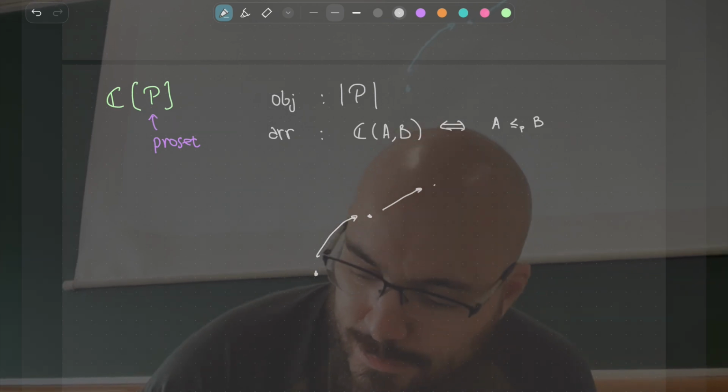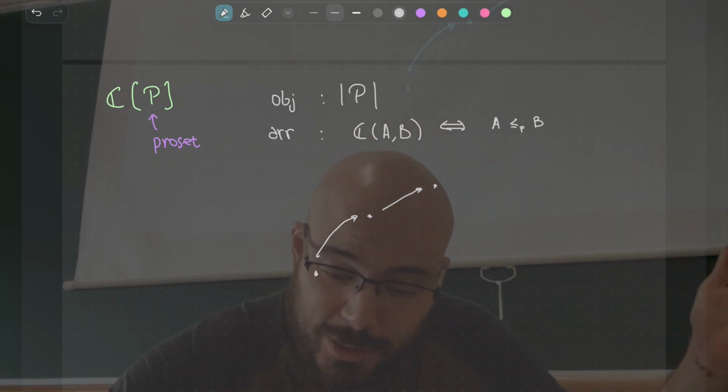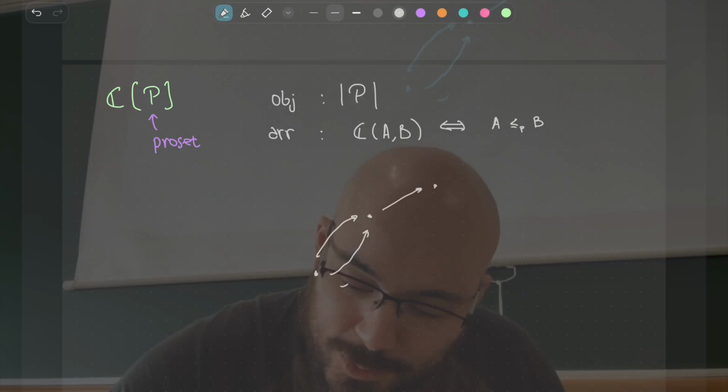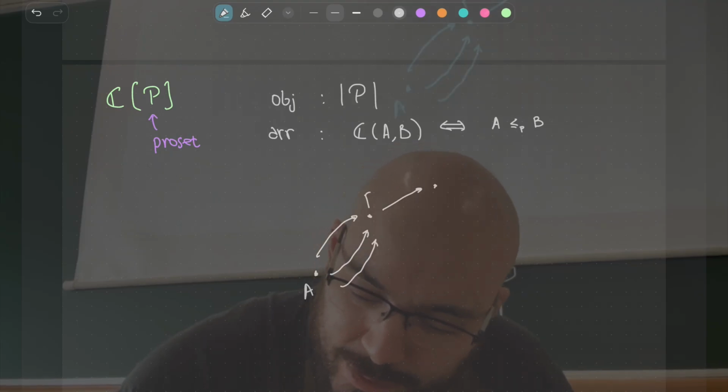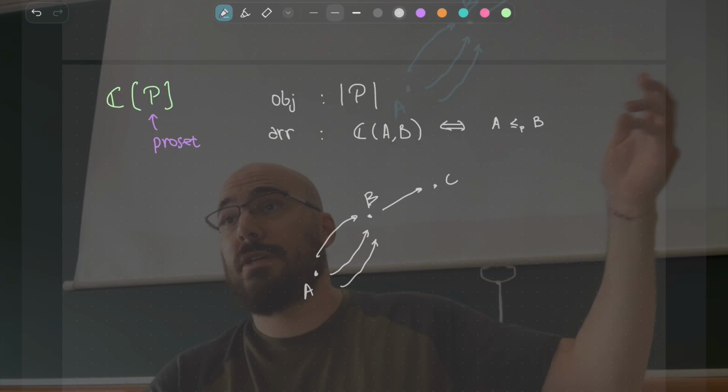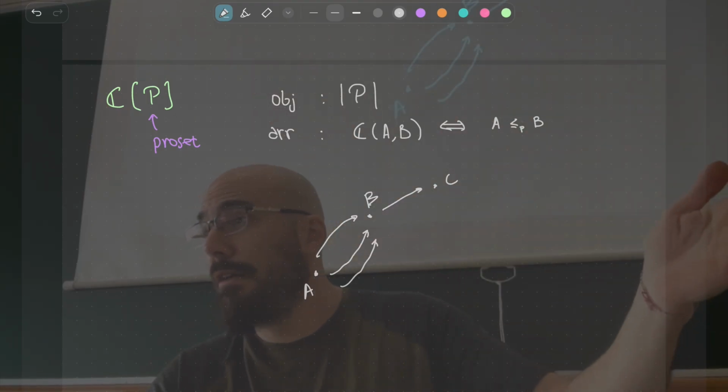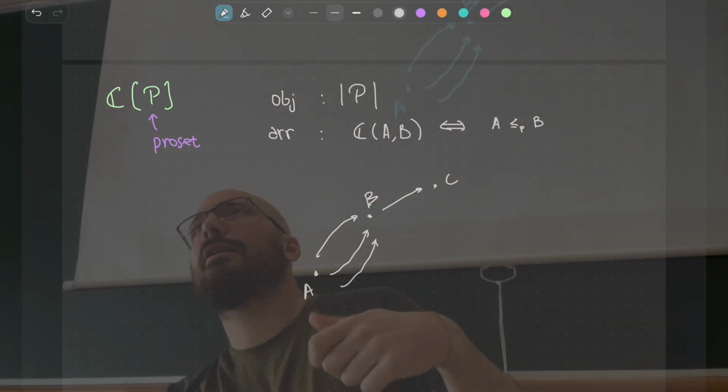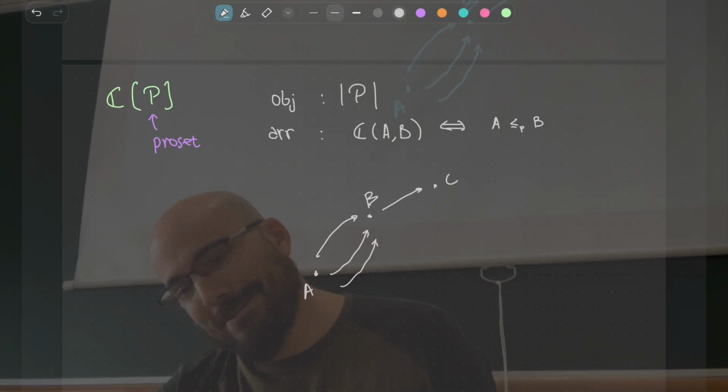How is it different from a category? Okay, in a category, maybe I have more than one way to compare these objects. Let's call them A and B. This cannot happen in a proset. It's either less than or equal or it isn't. And you don't get to say, yeah, but, no, not again.